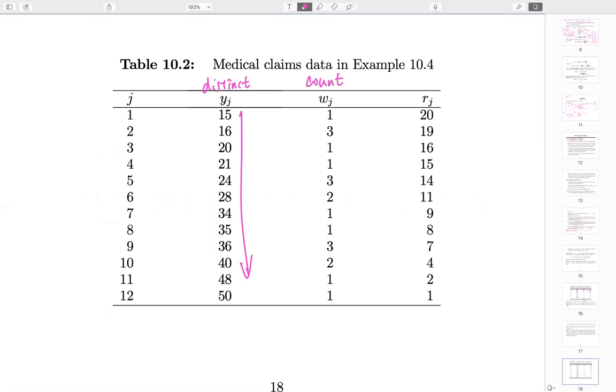This is the count column. You count the number of observations for each value. Obviously, in total, you should have 20. That explains why the first risk set is 20. 20 minus 1 gives you 19. 19 minus 3 gives you 16, etc. It goes on, so it's very easy.